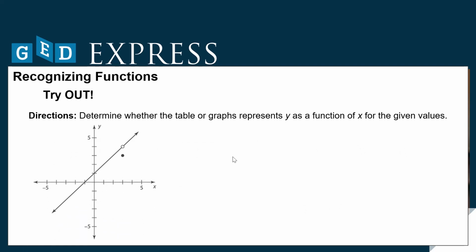How about looking at this graph? We can see an empty circle here. So it means the function is not defined here. So at this point, when x is equal to 3, there is only one value: y is equal to 3. So the graph represents a function. So in this case, y is a function of x.